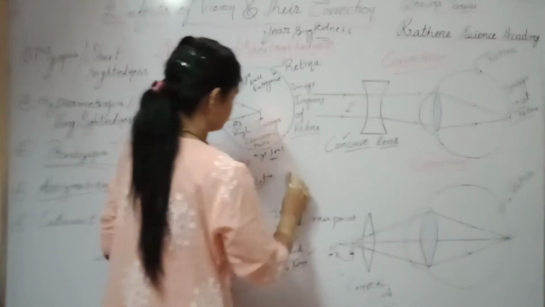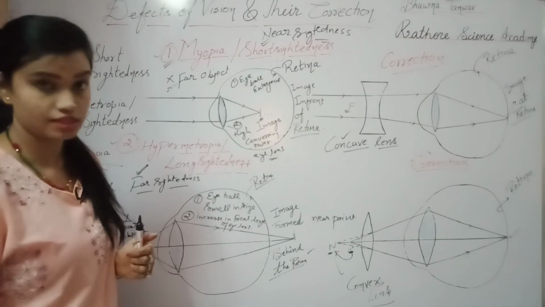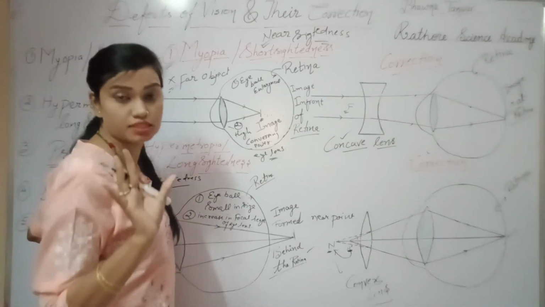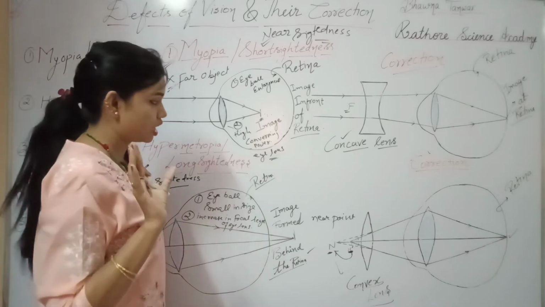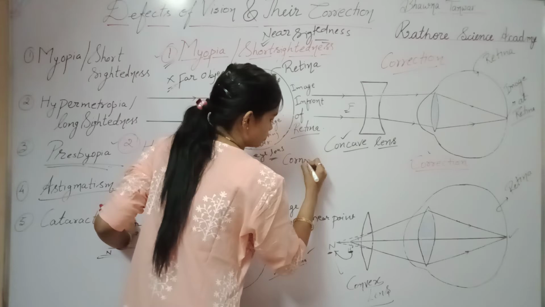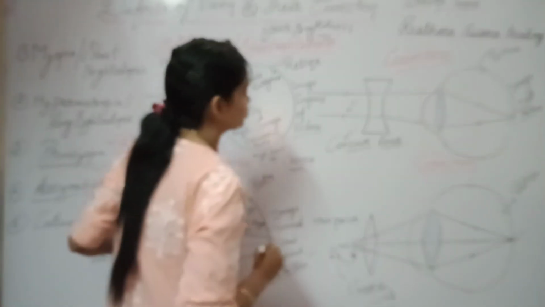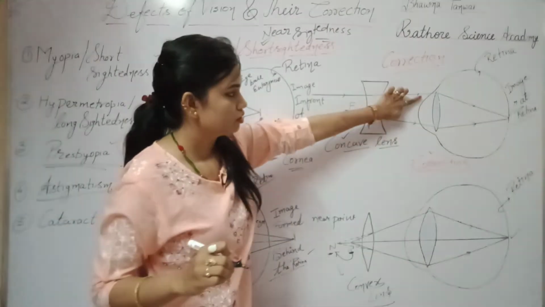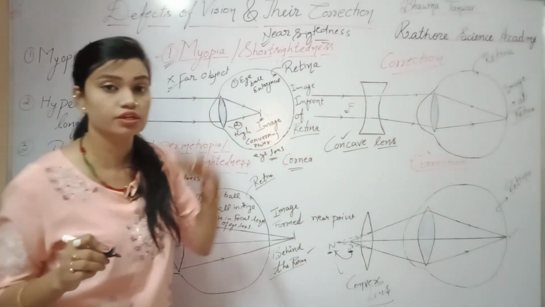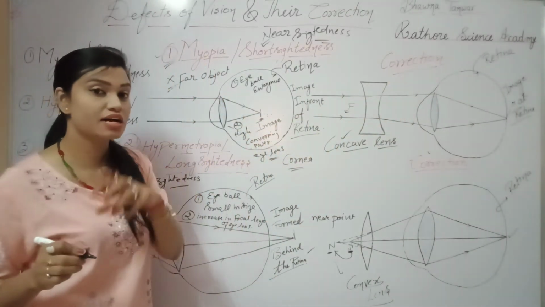Now we will discuss astigmatism. The people who are suffering from astigmatism have a problem with the cornea of the eye. If you remember, this layer was the cornea, the first layer of the eye from where the light rays enter into the eye, right?